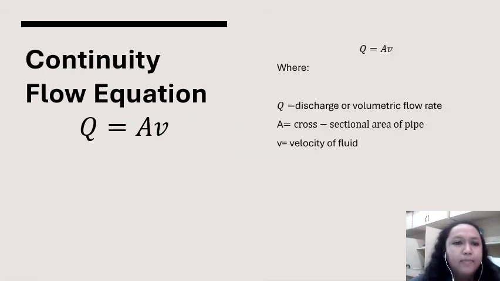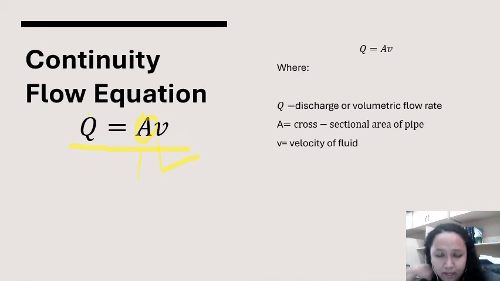Okay? Also, the continuity flow equation. This is the most important. This is the volumetric flow rate, or the discharge, Q, which is equal to the area times the velocity. What area? The cross-sectional area of the pipe. Okay. And the V here is the velocity of the fluid.